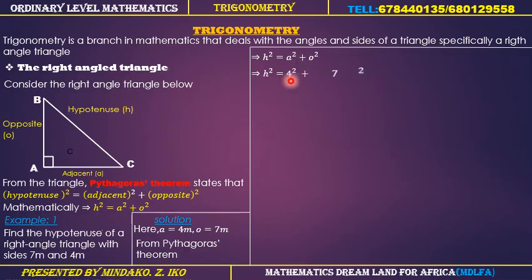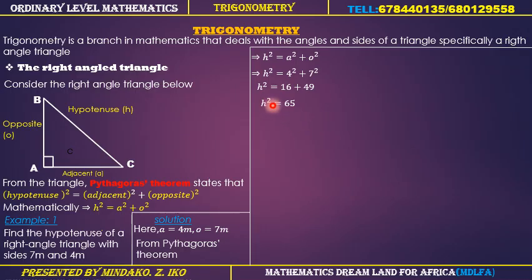So we are going to have that h squared equals 4 squared plus 7 squared. And 4 squared is 16, and 7 squared is 49. So h squared equals 16 plus 49, and we have h squared equals 65.